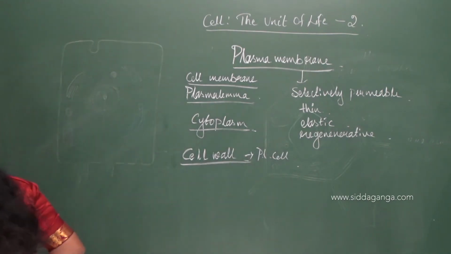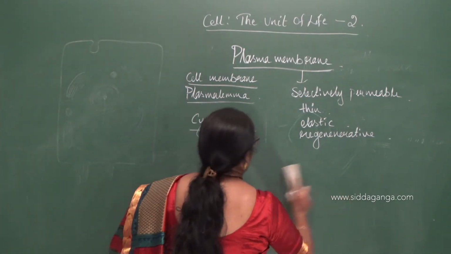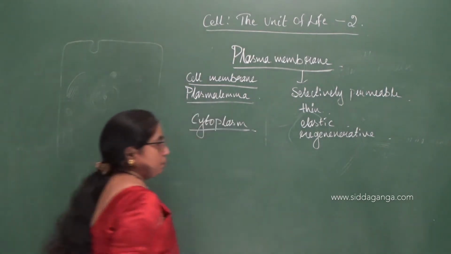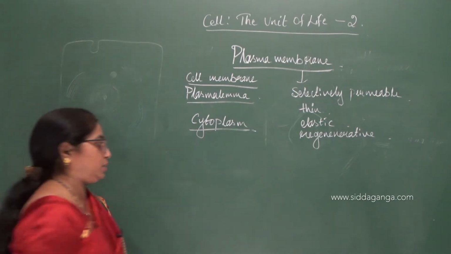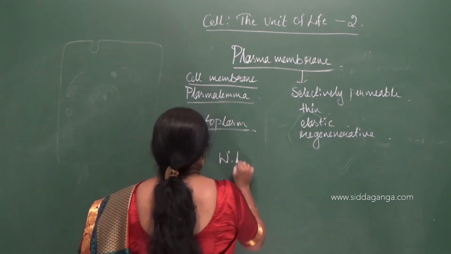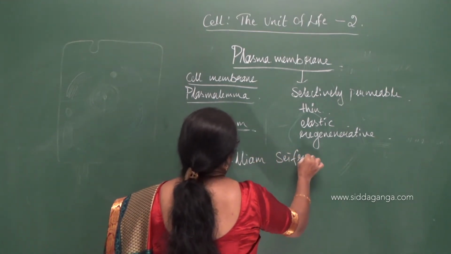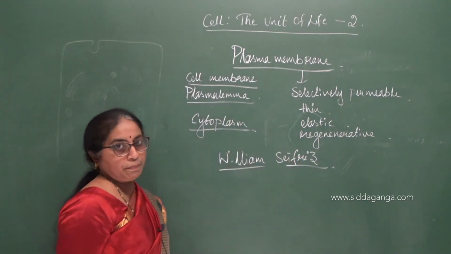So the cell wall covers the plasma membrane in case of plant cells. And it was discovered by a scientist called William Seyfried.